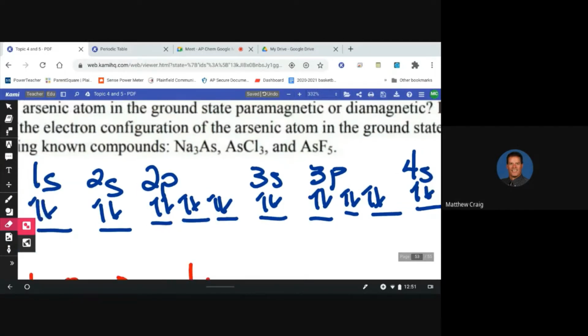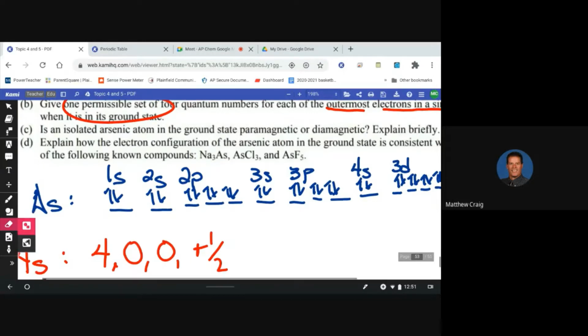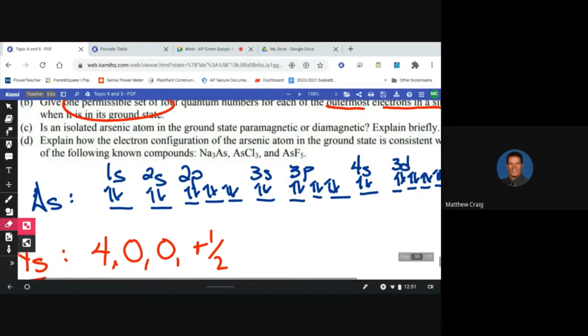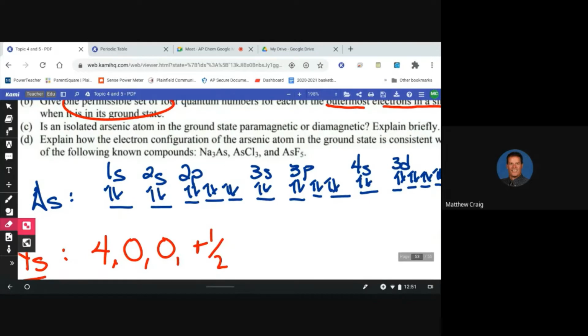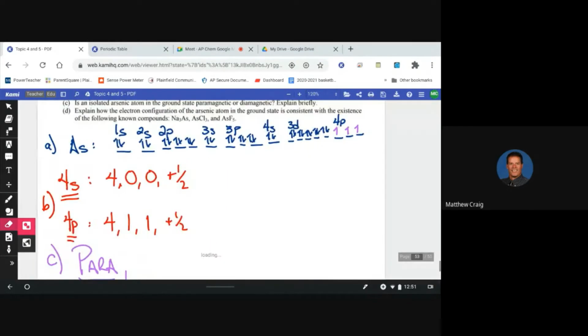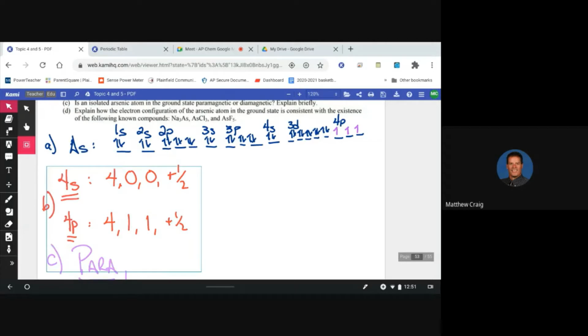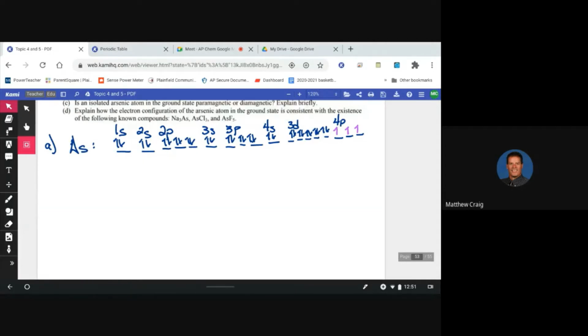How in the world are these consistent? Because they all donate 3 electrons. They all have arsenic in them. Is that the answer? No, that's not an answer. My recommendation is to draw the electron configurations.